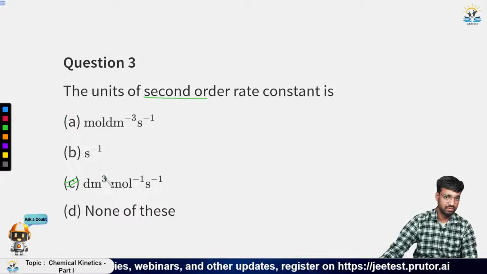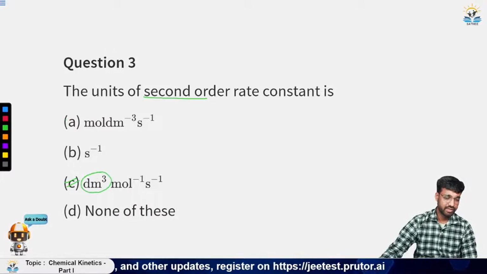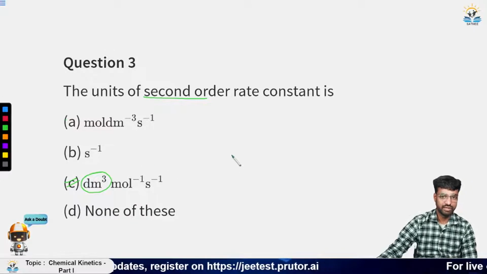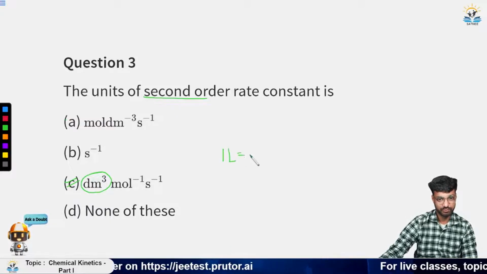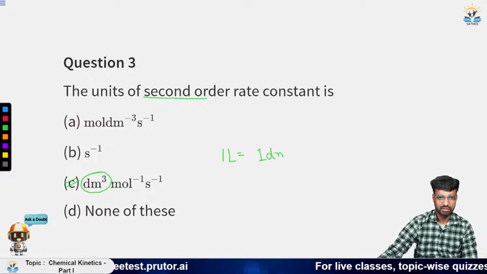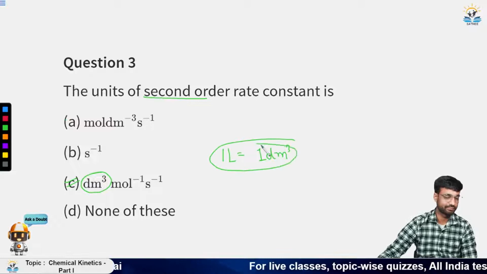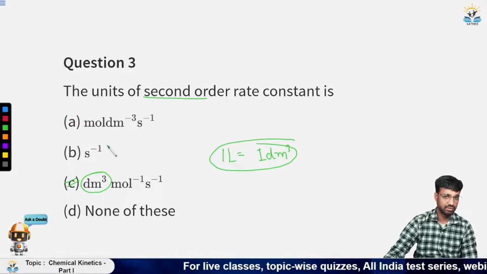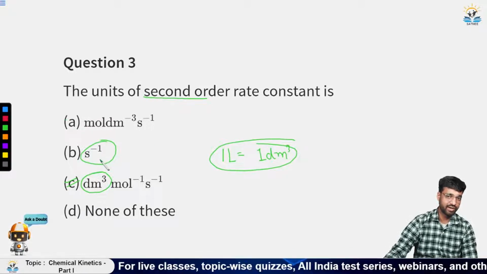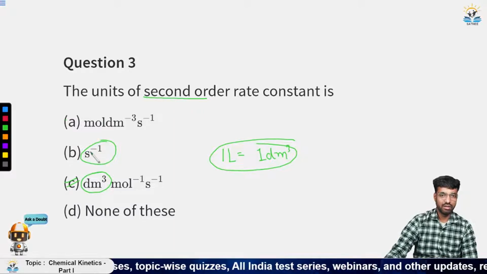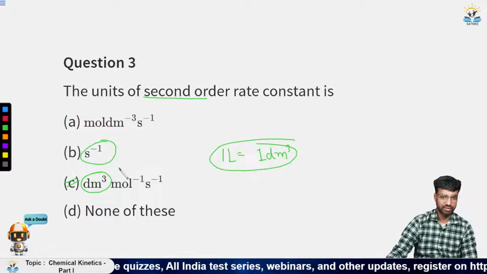Okay, so do not get confused with the decimeter cube, because 1 liter is equal to 1 decimeter cube. It is nothing new to happen. So this is completely wrong. If you want to find out the order of reaction from this rate constant, you can also do that.